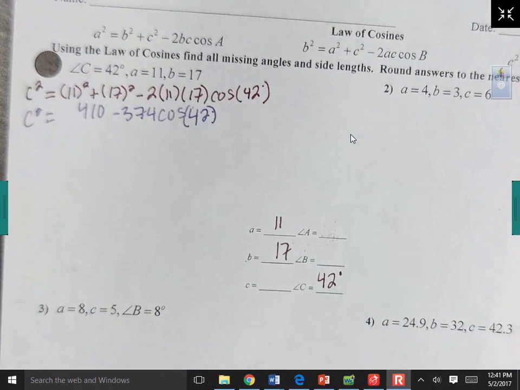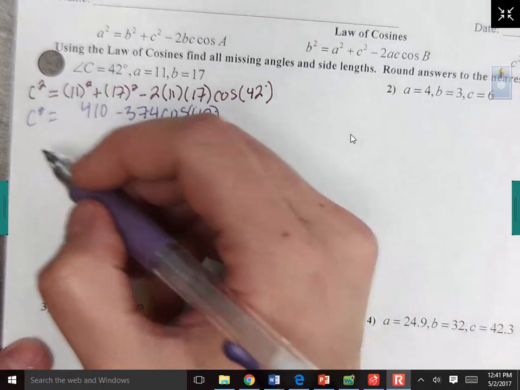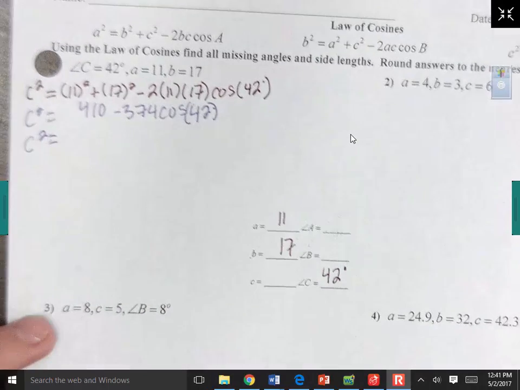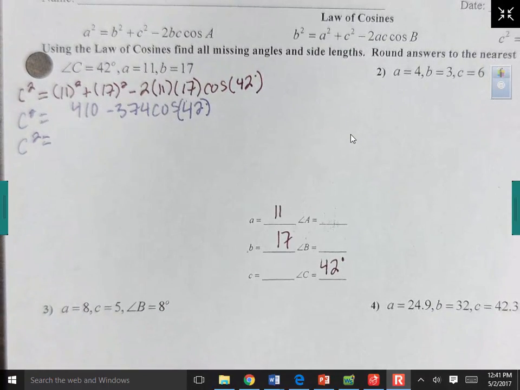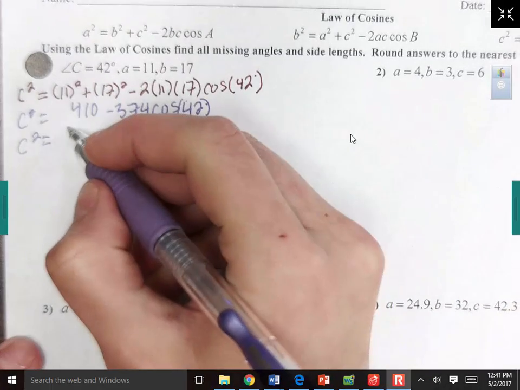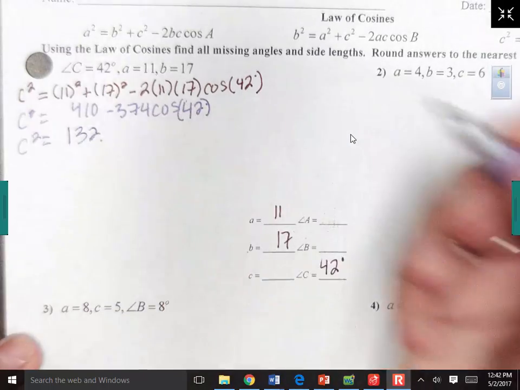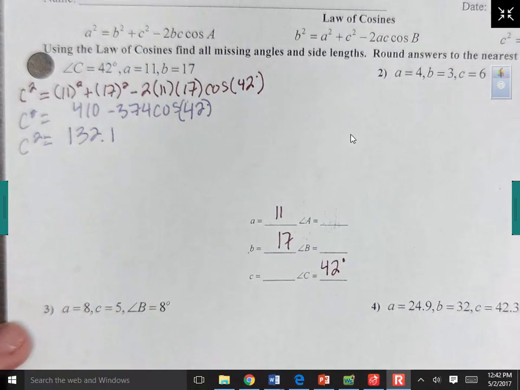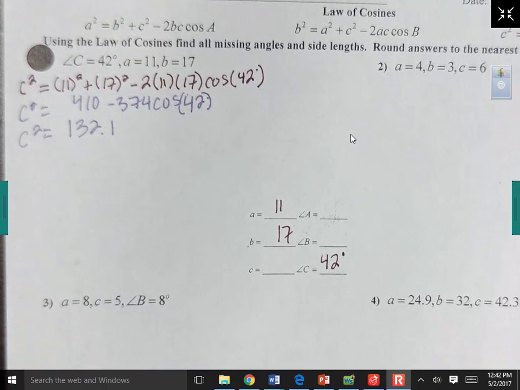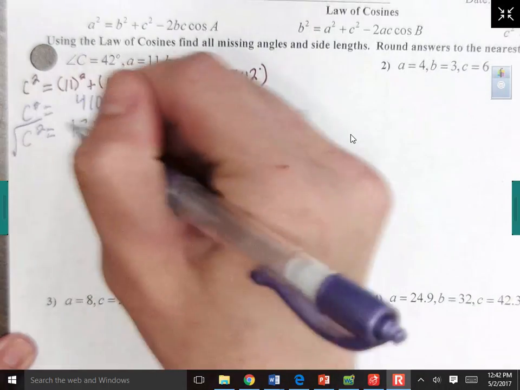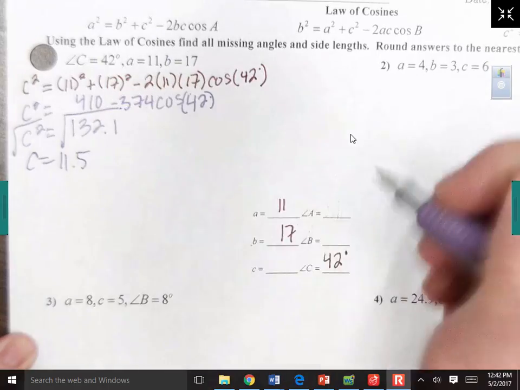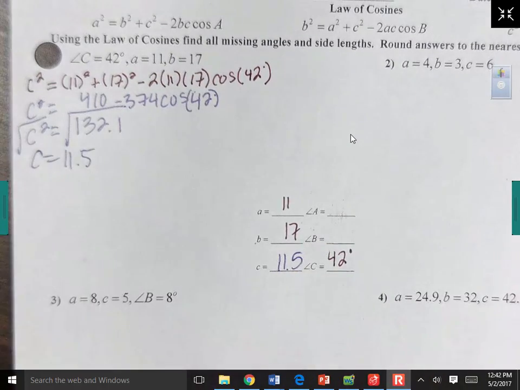So we can just plug all of this in our calculator if we wanted to, right? I'm simplifying it this way, but could we have just gone ahead and put it all in our calculator? What did you get for c squared when you did that? What did you get when you took the square root of that? 11.5. Any questions?